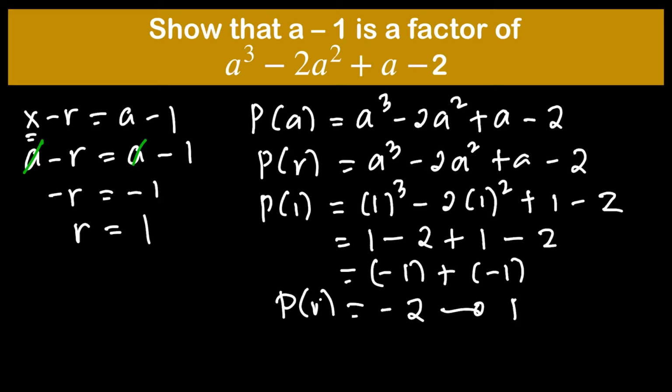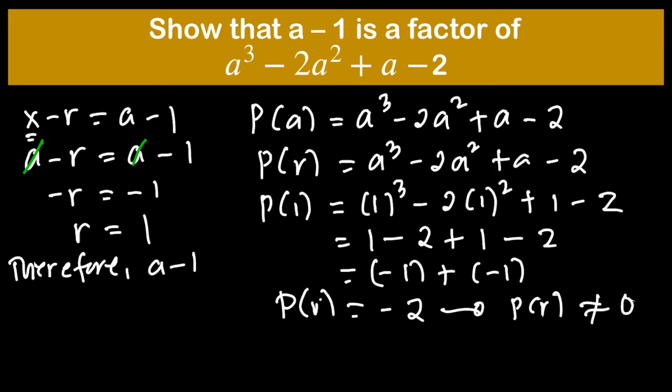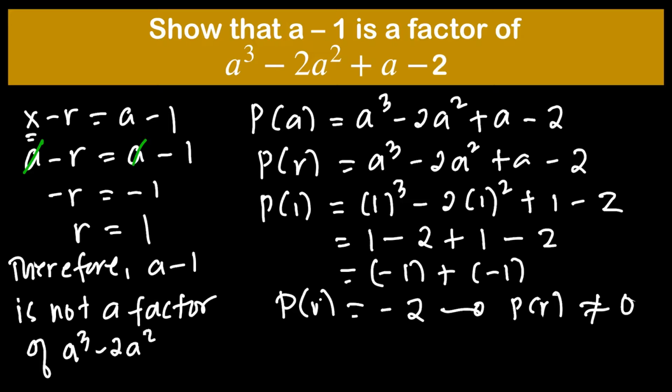This means that p of r is not equal to 0. And since p of r is not equal to 0, we can say that a minus 1 is not a factor of a cubed minus 2a squared plus a minus 2. So this will be our conclusion.